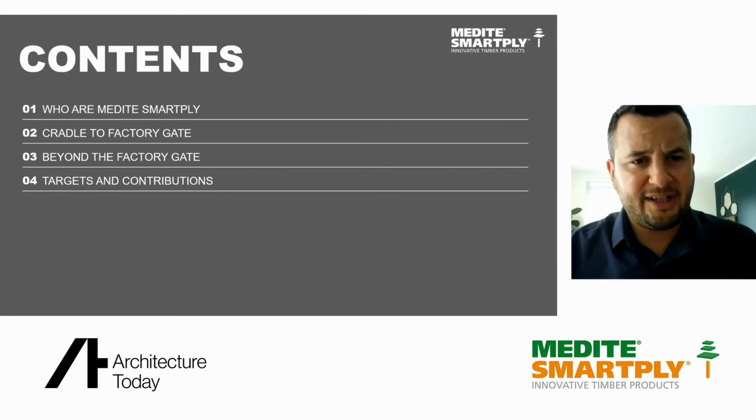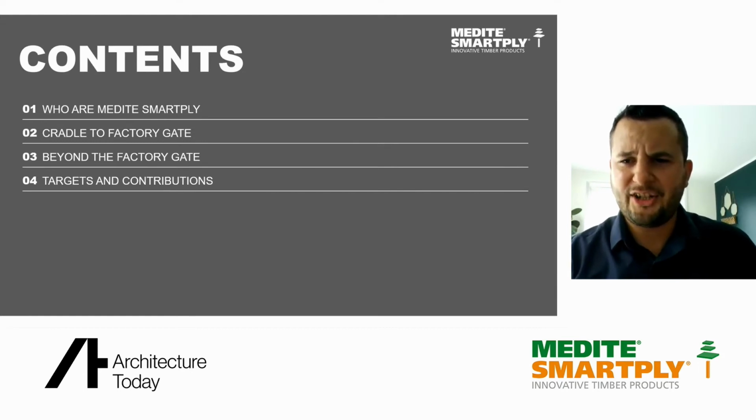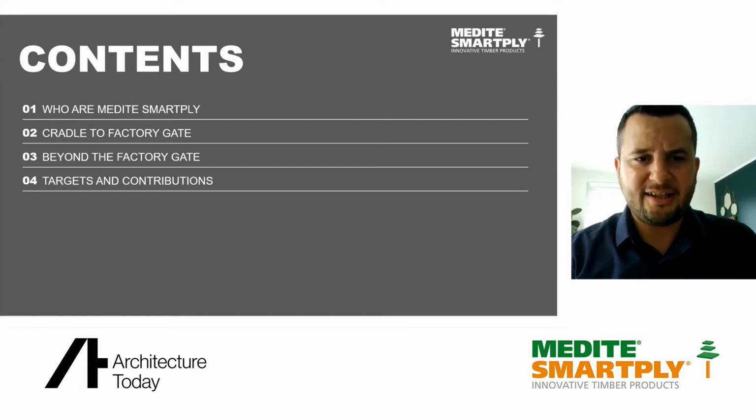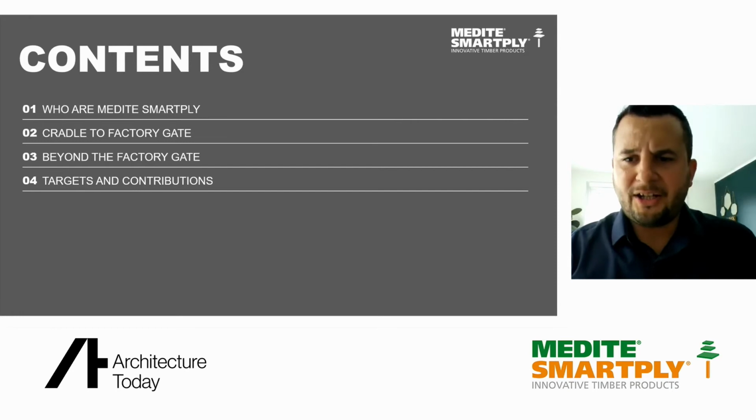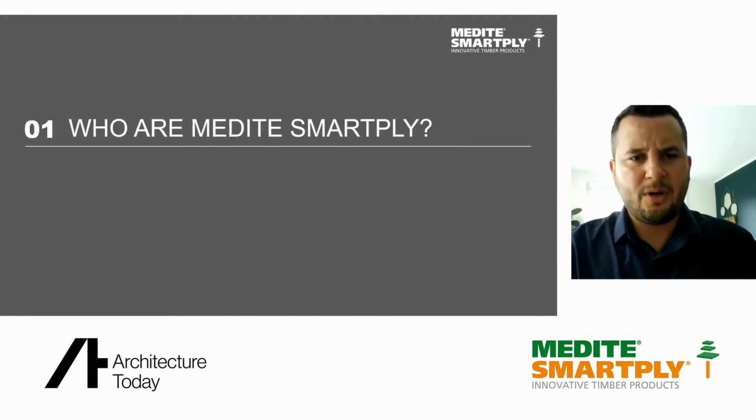In terms of the contents for today, I'll give you an overview of MEDITE SMARTPLY and who we are. We'll look at our process from cradle to factory gate, our engineered wood panel products, and the embodied carbon that is measured. We'll then move to product specification beyond the factory gate and review the considerations to products once they have left the factory, focusing on specification and the balance that needs to be achieved when meeting industry challenges and standards. And we'll finish by looking at the targets, measurements, and key areas of focus for our contribution to reducing climate change. So who are MEDITE SMARTPLY?